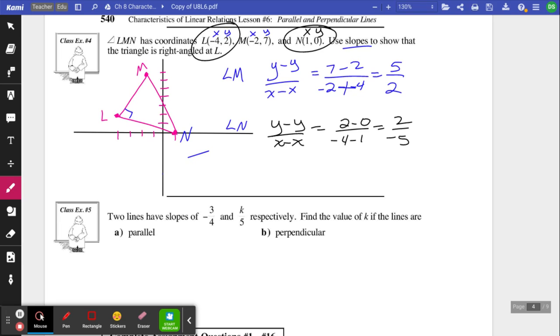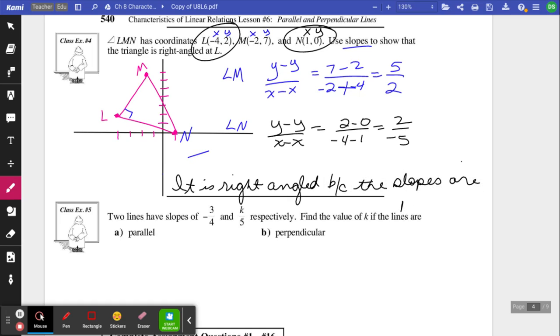All right. Is that what you wanted to happen? Yes. So you would have to write a little sentence. How do I know that it's right angled? It is right angled because the slope of LM and LN are perpendicular.